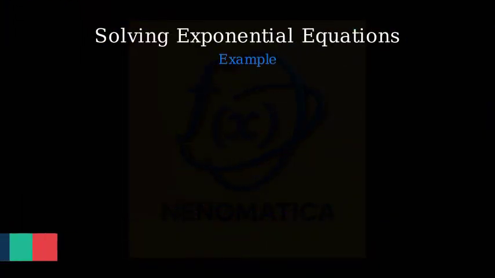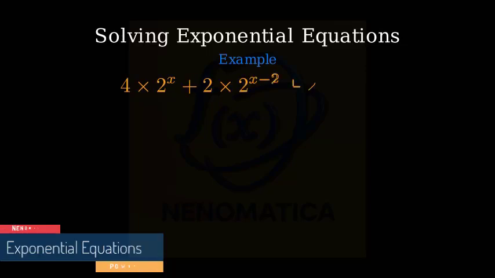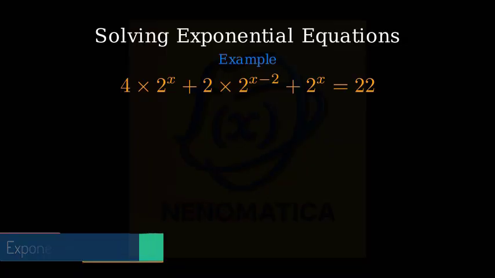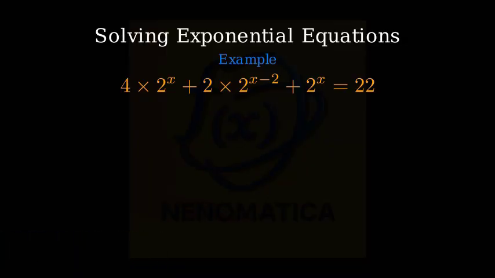Let's begin with our example problem. We need to solve the following exponential equation: 4 times 2 to the power of x plus 2 times 2 to the power of x minus 2 plus 2 to the power of x equals 22. Let's solve this step by step.